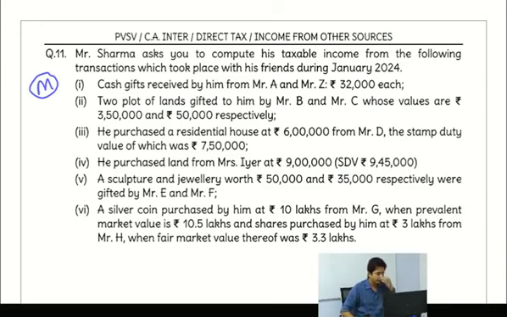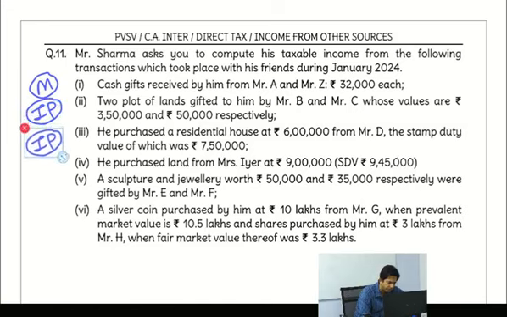What is next? Two plots. Whatever, don't read in detail. It is a plot, which means immovable property, so just write here IP. Immovable property. Then he purchased a residential house. Don't read in full. House means immovable property, so again write IP. Then he purchased a land, again immovable property. So for the next point, write immovable property.